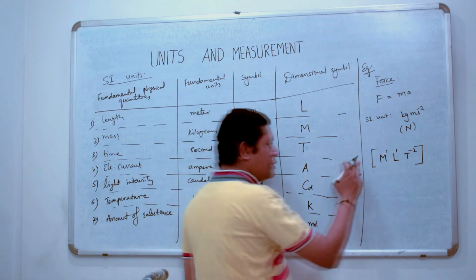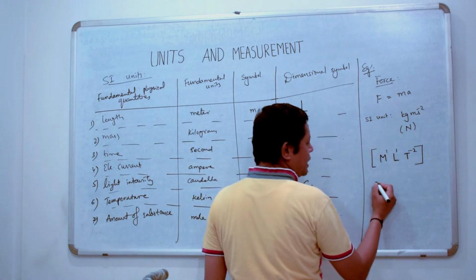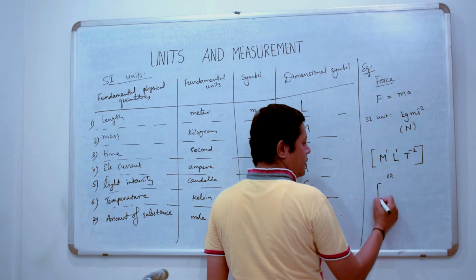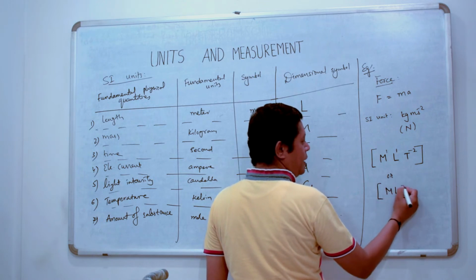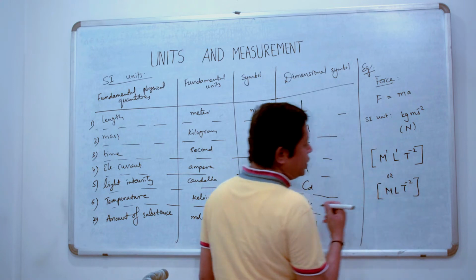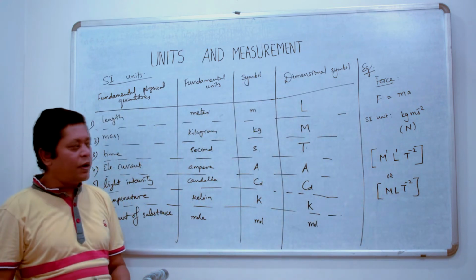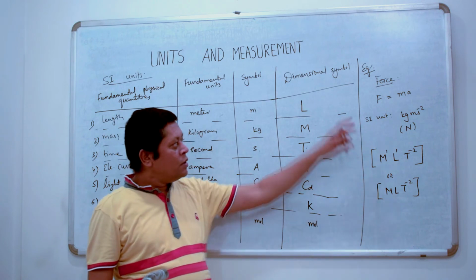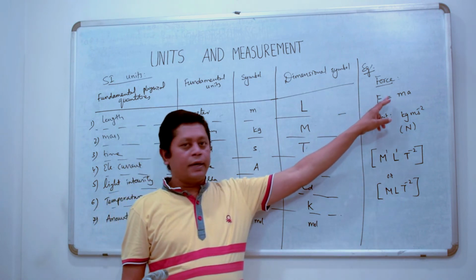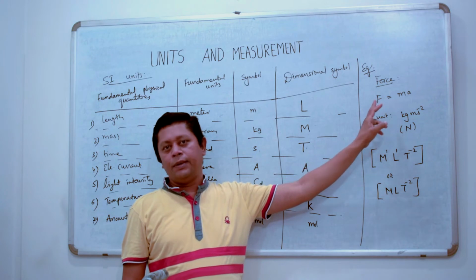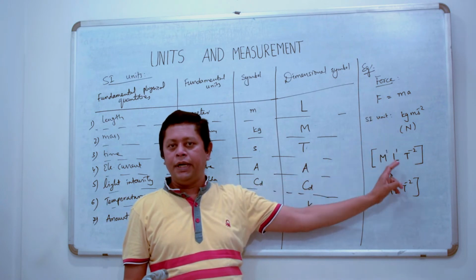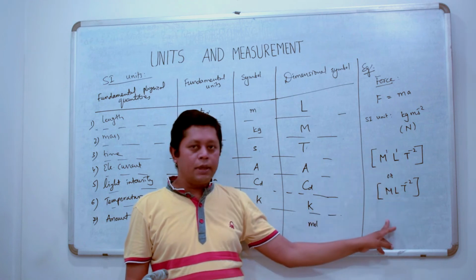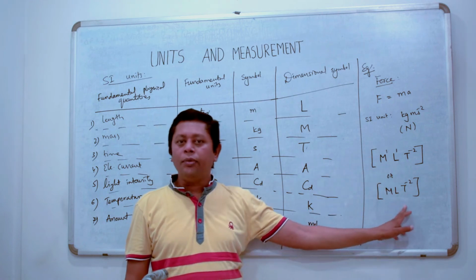Now generally when the power is 1, it is not necessary to write it, so you can also write this as [M L T^-2]. This way you can represent the physical quantity with its dimensional formula. So for any physical quantity you can write the definition, the formula, the unit in SI system or any other system, as well as one more thing, that is the dimensional formula.